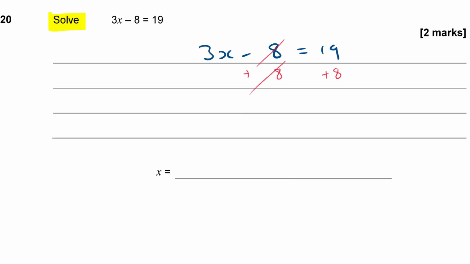So that is going to give me 3x is equal to 19 plus 8, which is 27. And the next thing I can do to try and get x by itself is to divide both sides by 3. Then 3 divided by 3 is just going to leave me with the x, and 27 divided by 3 is 9. So that tells me that x is equal to 9. That's my final answer, 9.